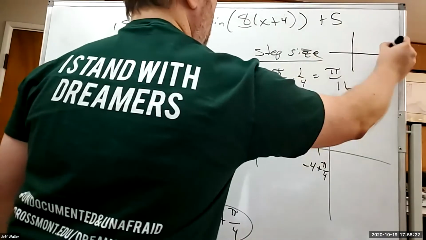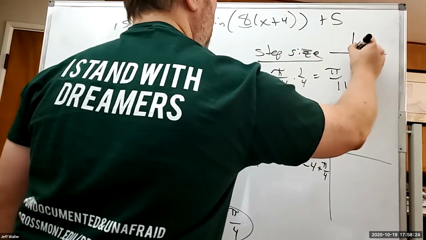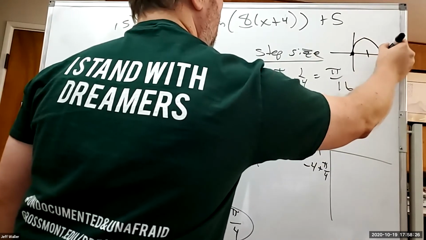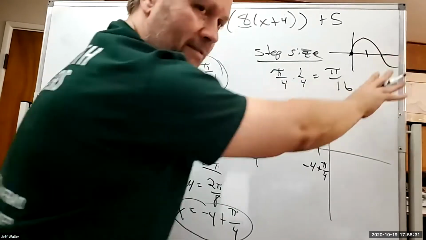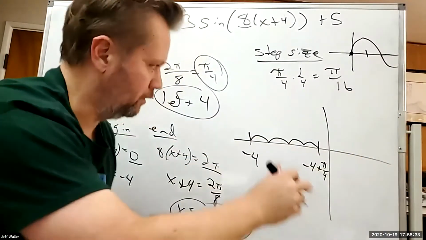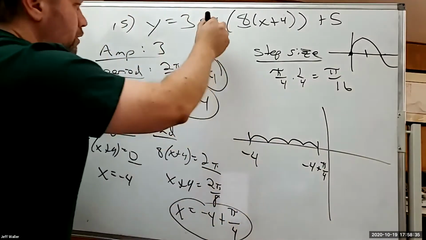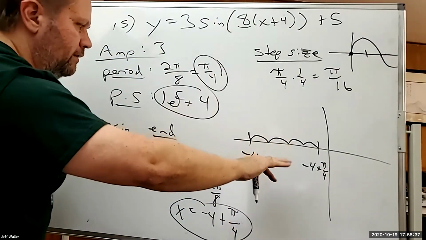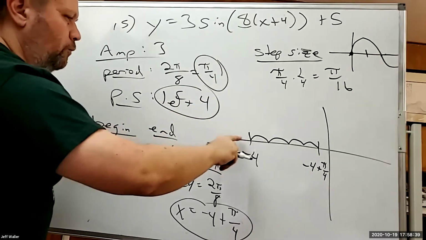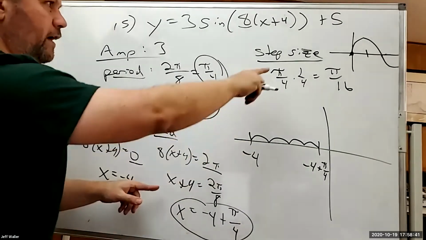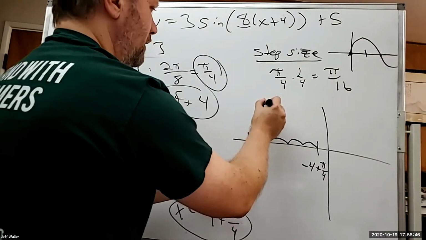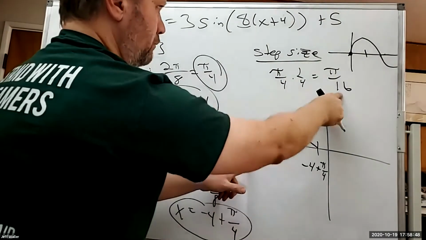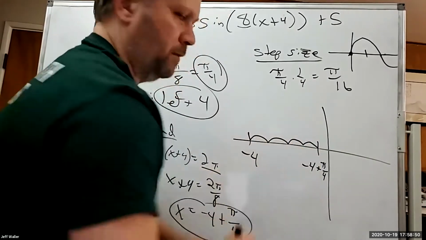Are you guys with me? The max occurs one step in, and the min occurs 3 steps in. So if you know your step size, you could do this work, not graph, and just go, okay, one step away from -4. So if I add pi over 16 to that, that's going to be where the maximum is. And the min is going to be -4 plus 3 of these. 3 steps in is where the min's going to be.